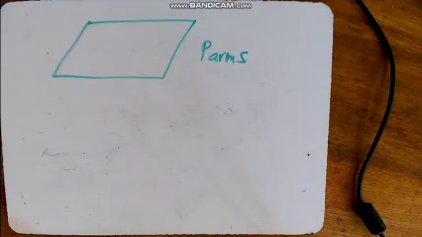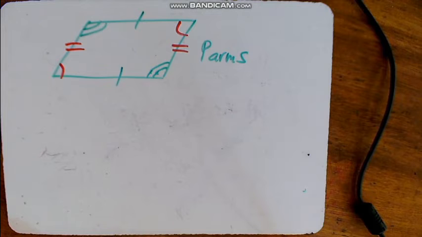Okay, next we're looking at the properties of a parallelogram, which is called a palm. We know that the opposite sides of a palm are equal. These indications mean that the opposite sides of a palm are equal. We also know that the opposite angles of a palm are equal. We know that the opposite sides of a palm are parallel.